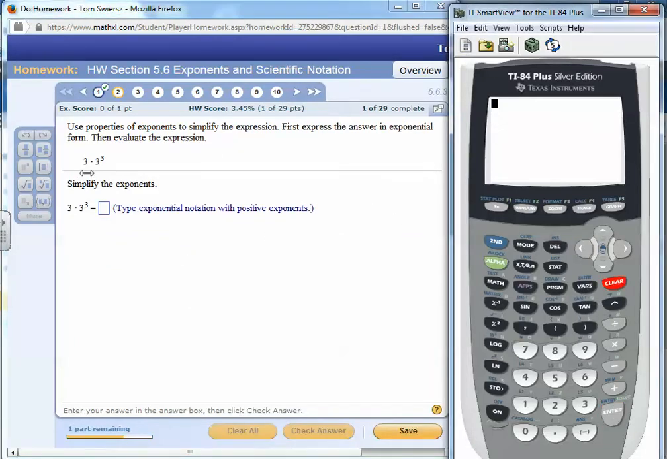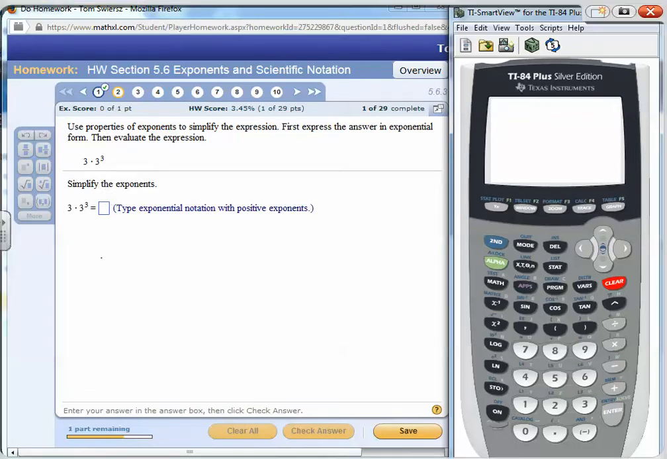Okay, 3 times 3 cubed. Remember now, 3 is really 3 to the first power, right? So same base, multiplying, add the exponents. 1 plus 3 is 4. So our answer is 3 to the 4th power.